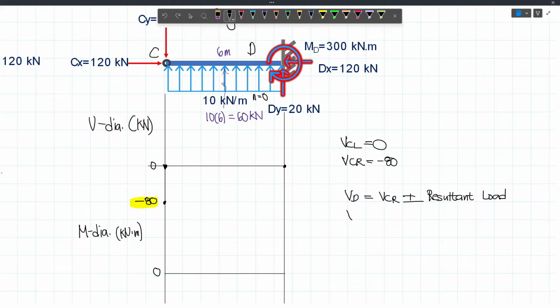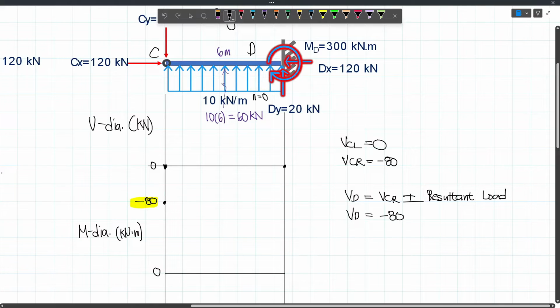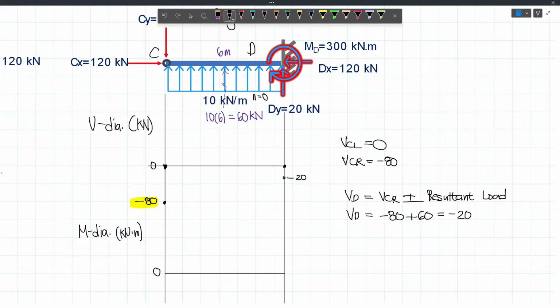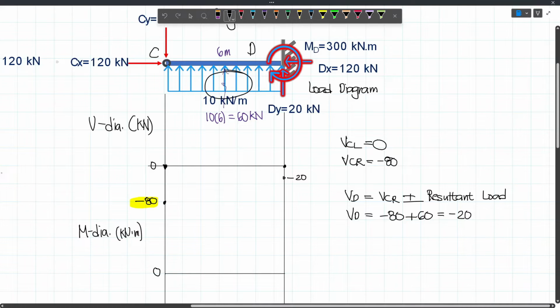And so VD will become negative 80 and then plus the resultant load because this is acting upward, so plus 60. And so this will give us negative 20. And so we will actually move up. And so at this point, we have negative 20. Now sir, what will be our connecting line? Will it be a straight line or a curved line? Now, if you look at our load diagram, this distributed load has a degree of 0.